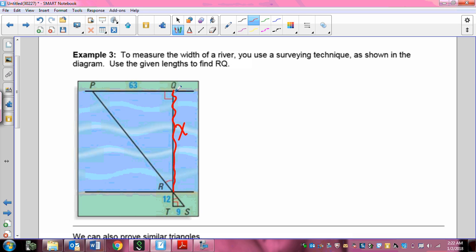So I'm going to put height, RQ is x, big triangle, over height of this one. So we're talking about the same side, right? In between the 90-degree angle and the congruent angle is 12. And then we have the base of this one is 63. And then the base of this one is 9. We're just going to do the same thing. You guys are going to have to help me out on this one.